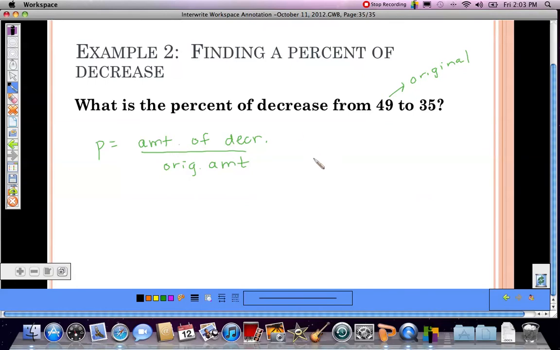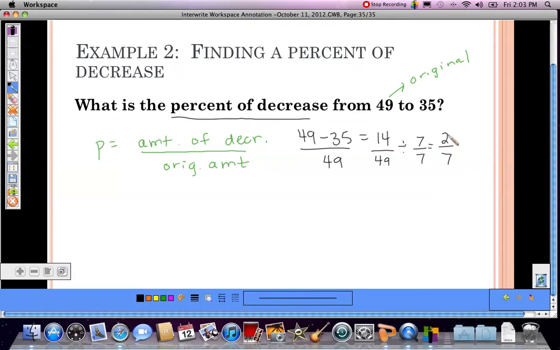The amount of decrease, we find that by simply subtracting the two numbers, and that will give us 14. And we're going to divide it by the original amount, which was 49. And I'm going to reduce this fraction down. 14 divided by 7 is 2. 49 divided by 7 is 7. So this is equivalent to 2/7. And we need to find a percent. So we need to convert this fraction to a percent.